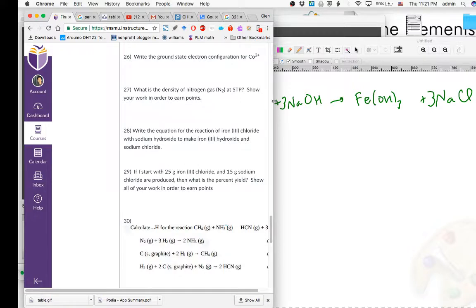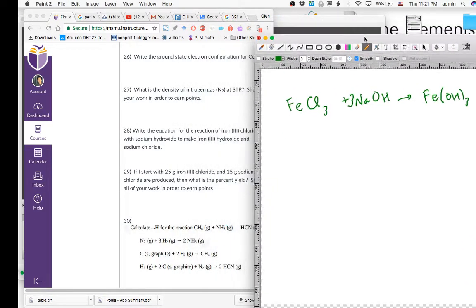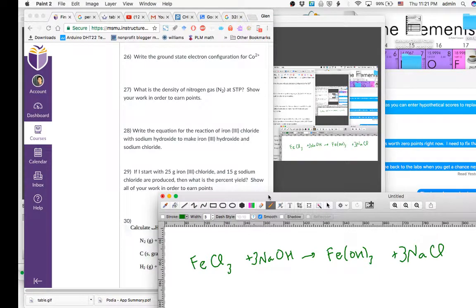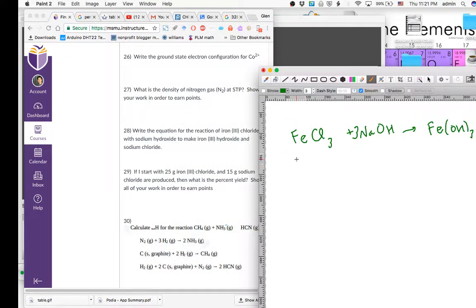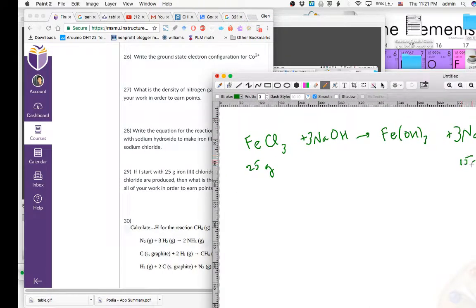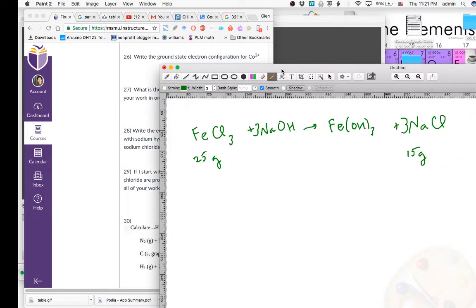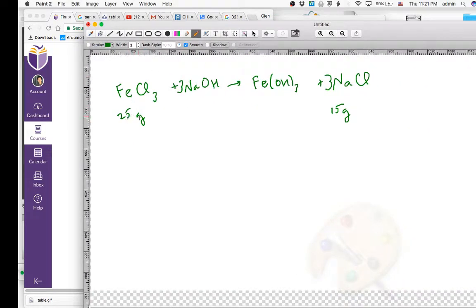How about number 29? Using the same equation, suppose you have 25 grams. Oh, this is a limiting reactant problem. 25 grams of the first stuff and 15 grams. Oh, this is not limiting reactant. This is a percent yield. So you have 25 grams of this stuff, and you get 15 grams of this stuff, right? To figure out the percent yield, first we have to figure out how much sodium chloride you can get if you used all of these 25 grams, and if the reaction happened perfectly. The reaction never happens perfectly, but just supposing it did.